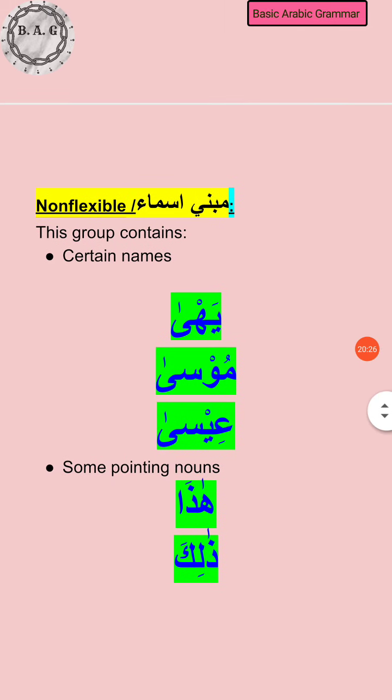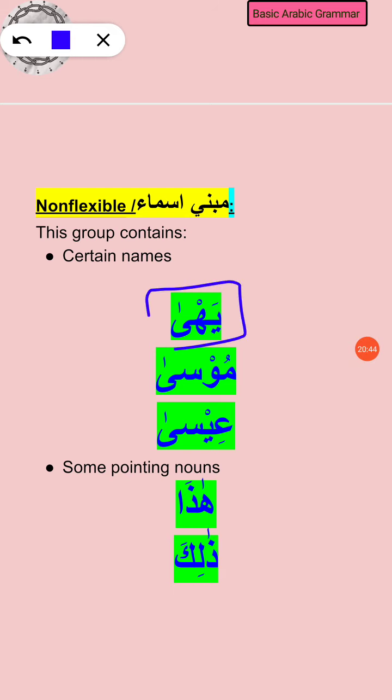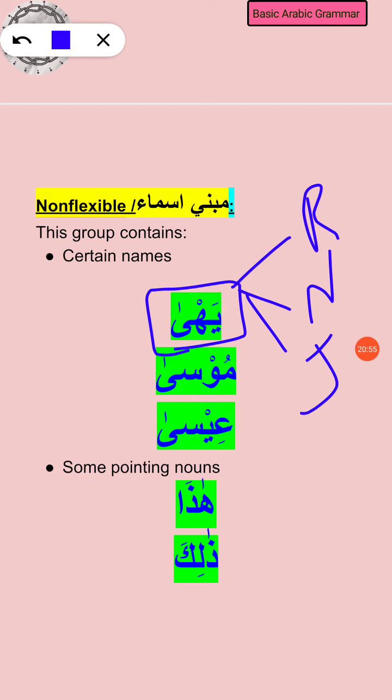Okay. So finally we have the non-flexible asma, which is your mabni asma. Now we already know that they do not carry a tanween, number one, and number two, their rafa, nasab, and jar forms are identical. That's the reason I did not write this Yahya thrice or even twice. So this Yahya is the rafa form, it is the nasab form, it is the jar form. Similarly, the words Musa, Isa, all of these are the same words, so they are going to be the same in rafa, nasab, and jar forms.